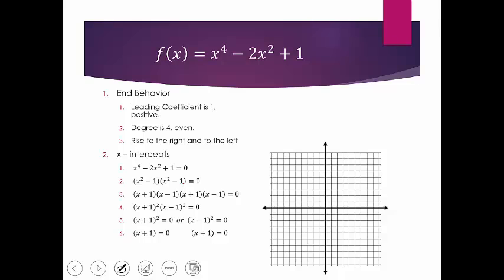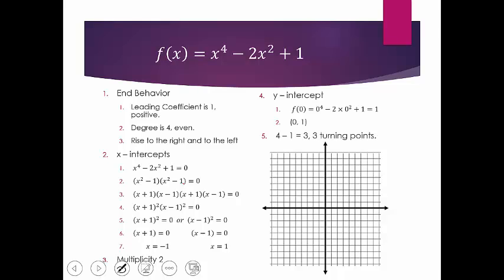So x plus 1 equals 0, which means x would be negative 1, and x minus 1 equals 0, which means x would be 1. We know it's a multiplicity of 2 because it occurs twice. x plus 1 occurs twice, x minus 1 occurs twice, so it's a multiplicity of 2. Now we need to find the y-intercept, where we put 0 in for x. f of 0 equals 0 to the fourth, which is 0, minus 2 times 0 squared, which is 0, plus 1. So f of 0 equals 1. So our y-intercept is (0, 1).